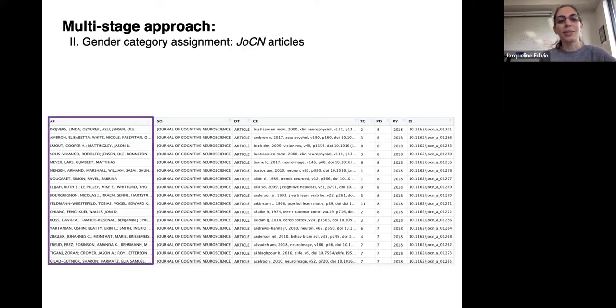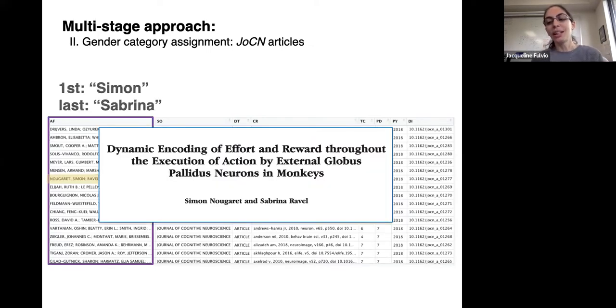And then we had to go ahead and determine the gender category of each JOCN article. This had to be done probabilistically, simply because there's just so much data here. So let's take an example article. I just highlighted one here. The first author was named Simon, and the last author was named Sabrina. In this case, there's only two authors. In papers that had more authors, we focus still on the first and last, because that's the convention in our field that those are the senior authors.